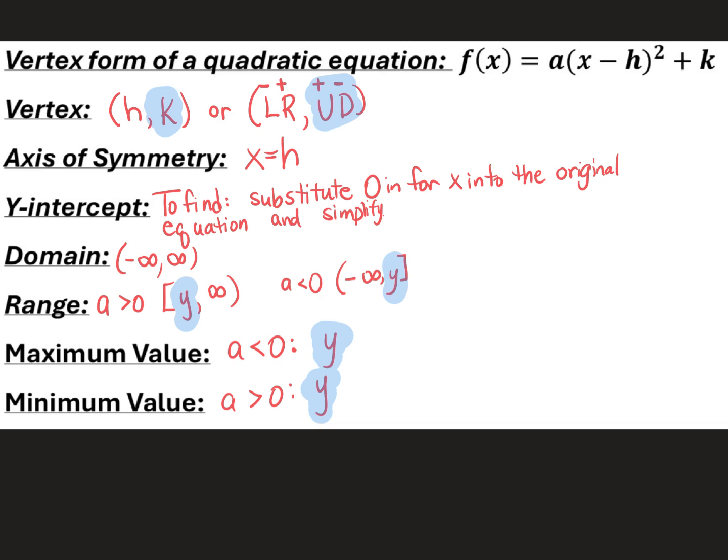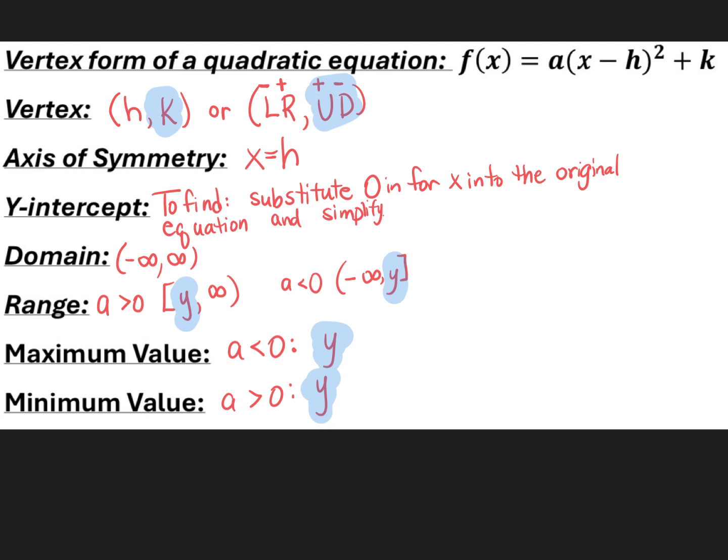Vertex form of a quadratic equation, which is my all-time favorite form because it's so easy to get to the answers. Vertex form is h, k, and I want you to remember that this is your left or right movement. Left or right is your x coordinate, and your up or down movement is your y coordinate. The a tells you your direction and your size. So h, k is my vertex.